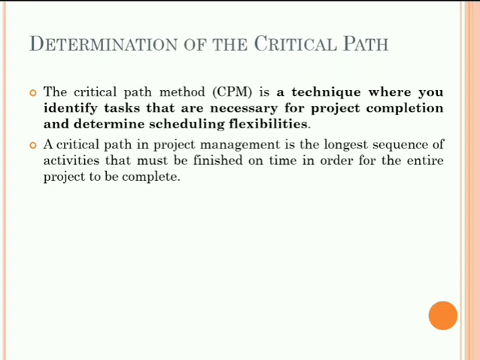Free float refers to how long an activity can be delayed without impacting other activities. There can only be a free float when two or more activities share a common successor on a network diagram. This is where the activities converge. Free float is equal to the ES of the next task minus the EF of the current task. EF is early finish and ES is early start.